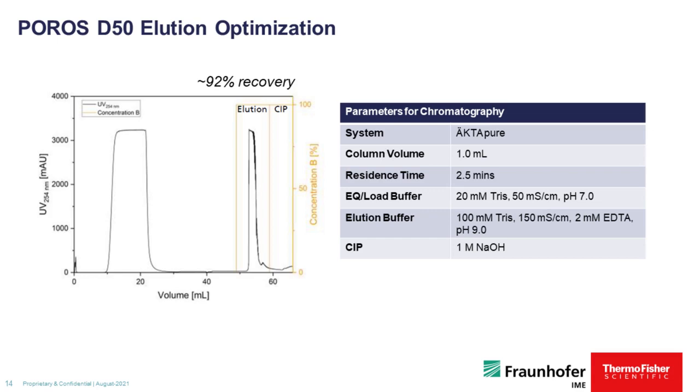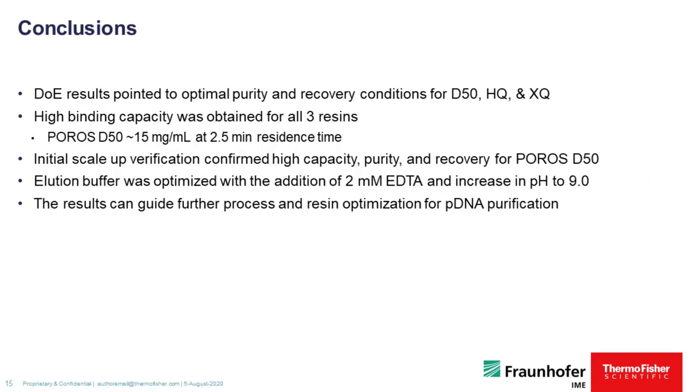This slide shows the results of a small study that we did to optimize the recovery from the D50 resin. Some initial work has been done in which we increased the pH of the elution buffer, originally 7.0, to 9.0, and also added EDTA into the elution buffer. We found this improved the recovery to approximately 92%, and we did not observe a peak in the CIP fraction. So this was really promising for us to see.